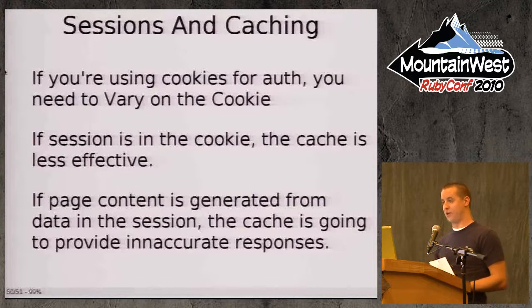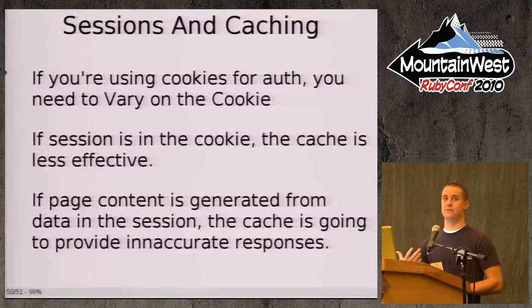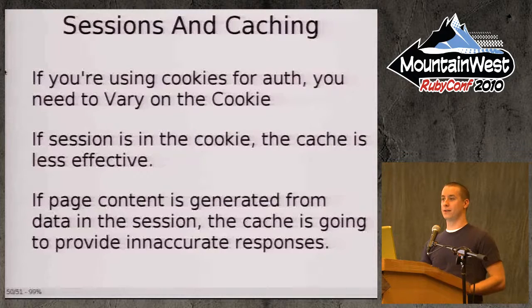When you're using a cookie for auth, which is what everybody does, you log in, it sets a cookie, and that's who you are, you need to make sure you list that cookie in your Vary header. Otherwise somebody's going to get responses meant for somebody else. And if you're storing the session in the cookie, then every time somebody does something that cookie is going to change, and you're going to vary on it, so you get nothing cached ever, because the cookie changed every time. And if the page contents are based on what's stored in a session somewhere, the cache is going to have the wrong thing cached and provide an inaccurate response.